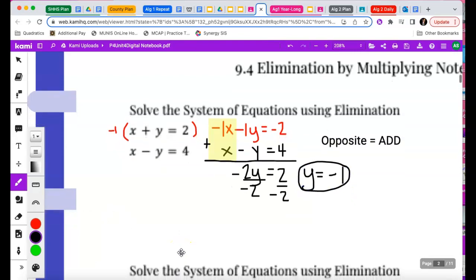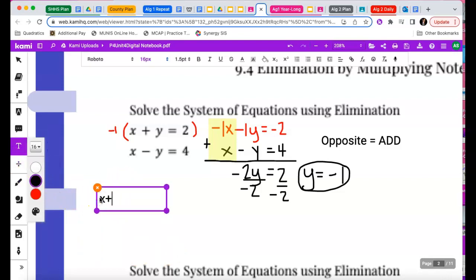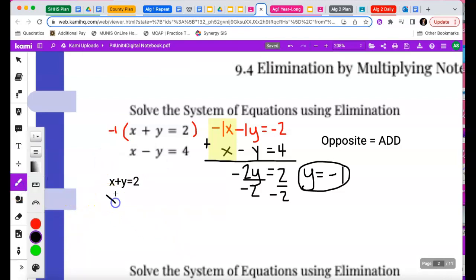So now that we have that y is equal to -1, I need to go back to one of my original equations. So I'll retype my first equation. That was x plus y equals 2. I'm going to substitute the y value of -1. So I'm going to keep the x the way it is. I'm going to substitute the y with a -1. And then I have that that's equal to 2. So I need to do the opposite of -1, which is +1. I'm going to add 1 on both sides. So x will equal 2 plus 1, which is 3. And we'll circle that.